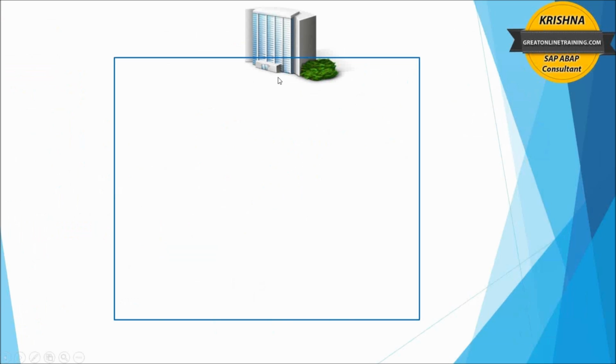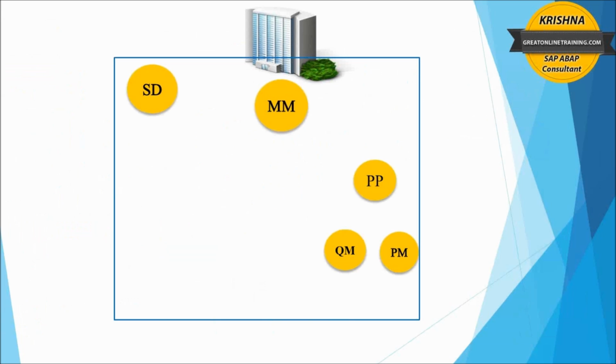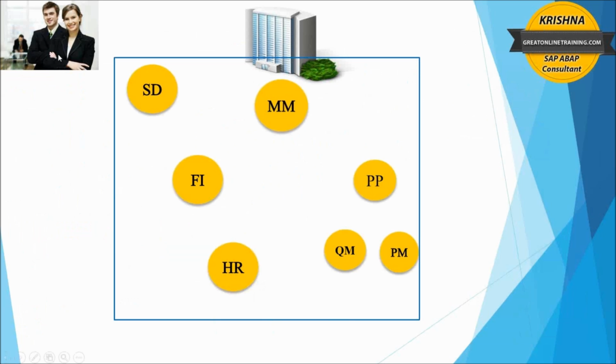We all know that every company consists of different departments, right? Such as SD, which means sales and distribution. MM means material management. PP indicates production planning. PM indicates plant maintenance, and QM indicates quality management. HR indicates human resource, and FI indicates finance, right? Every company consists of different departments such as SD, MM, PP, PM, QM, HR, and finance. Say for example, a customer requests 5,000 shoes.